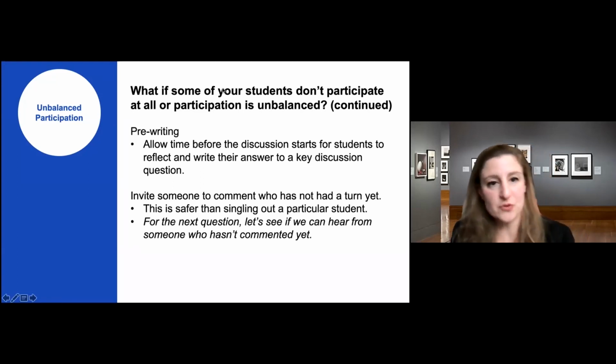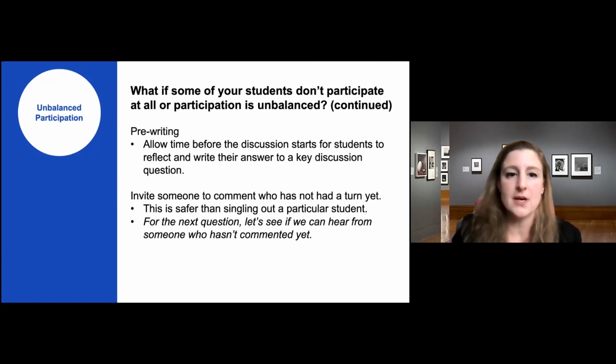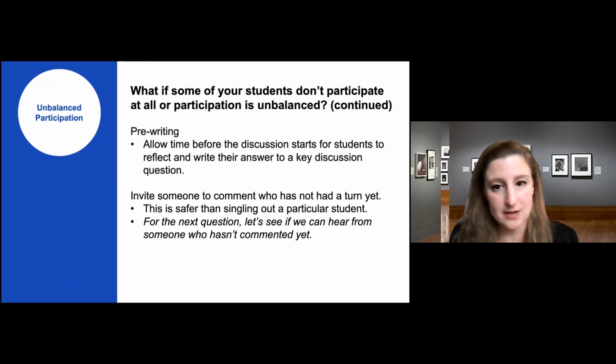Yet another way of jumpstarting a conversation is pre-writing something. You could ask a question like some of those I've already discussed, like, what's one detail that you notice, and ask students to write it down first. It could even be a one-word answer. For students in the lower elementary grades, they could draw a picture or do a sketch of it, something that gets them thinking about the image in advance of the discussion. And then, of course, inviting new students who haven't said anything yet to comment, without singling anybody out, also helps to balance out participation.